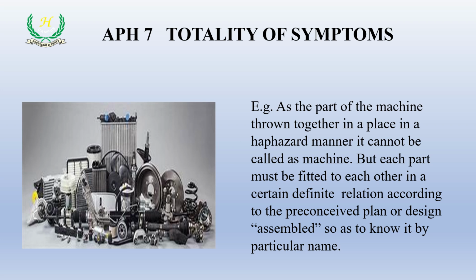Here again, Stuart Close gives an example of the machine. In this picture, there are parts of a machine thrown haphazardly, and we all know that they are parts of the machine, but they are thrown in such a way that we are unable to understand which machine this is. But how will you come to know? So, each part must be fitted to each other in a certain definite relation according to a preconceived plan or design, assembled so as to know it by a particular name.